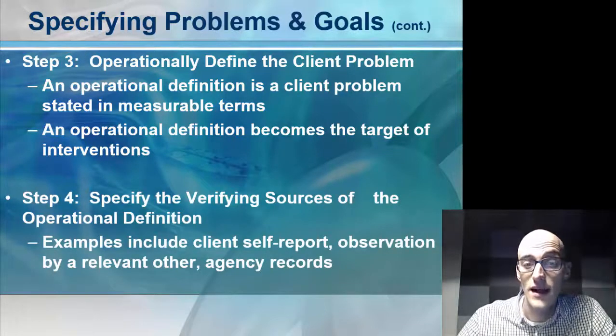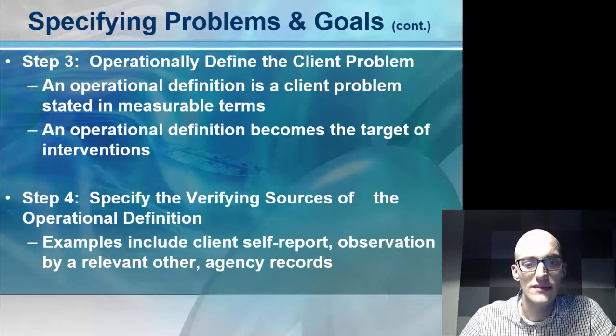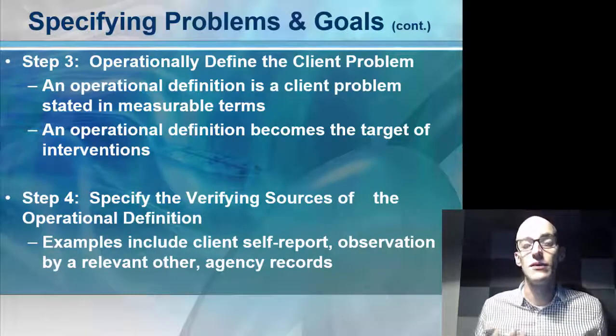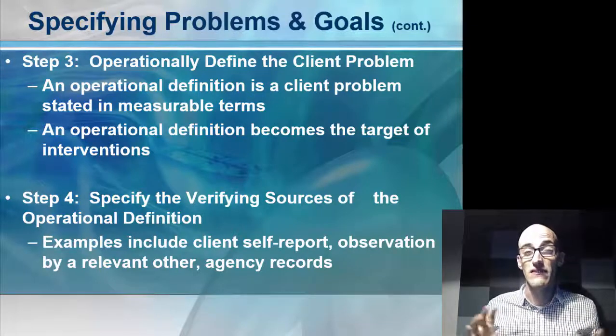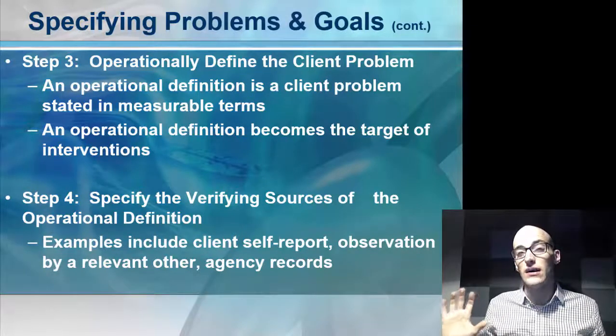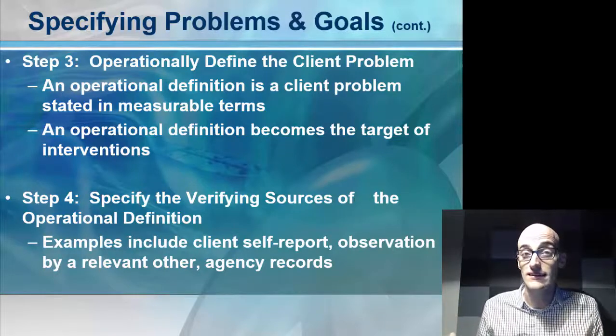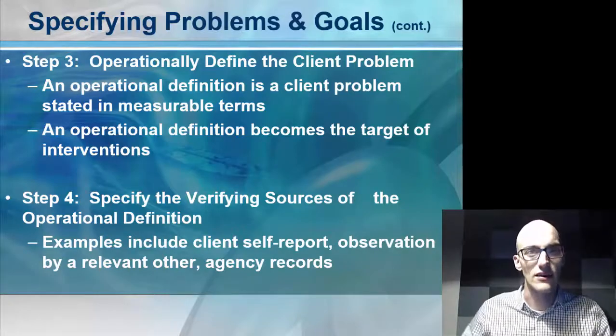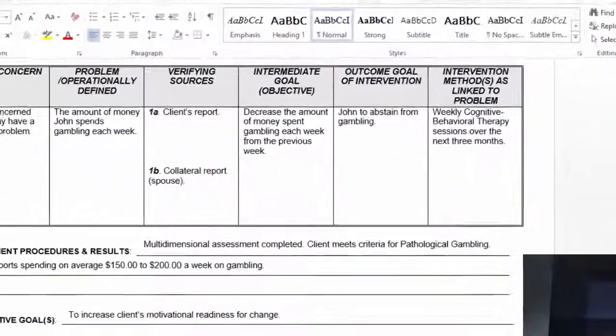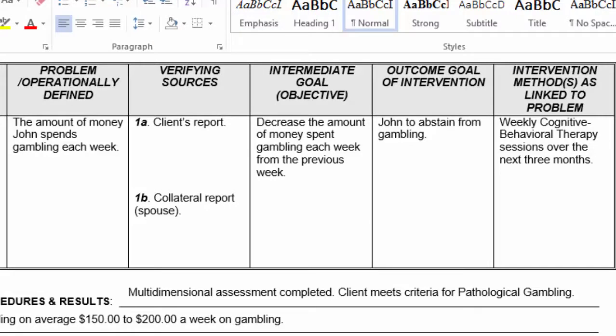So step 4 of this all is specifying the verifying sources. Verifying sources can be something like self-report, if somebody's going to report their own behaviors, observations by somebody else, agency records. As opposed to just relying on one source of information, having a verifying source helps us to triangulate, to have different sources telling us the same story. But if they're not telling us the same story, then we have to try to figure out that incongruency. So in John's case here, some verifying sources might be his own report, but it could also be his spouse's report. It could also be his employer's report on how many cash advances he's asking for.